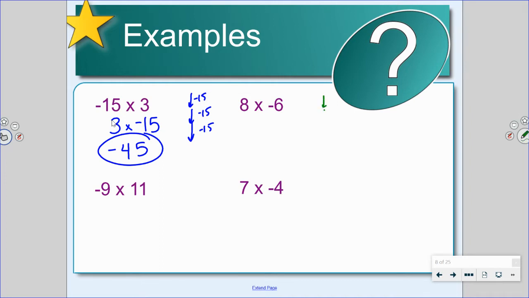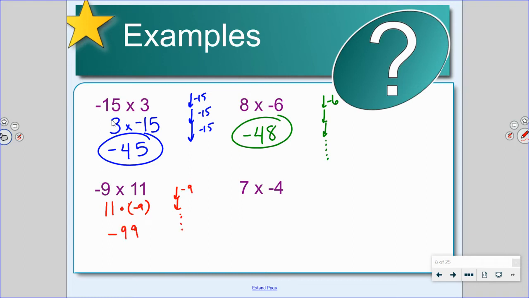8 times negative 6, going down negative 6 repeatedly, and if you're repeatedly going down, you're going to be below water. You're going to be in debt. What about negative 9 times 11? Well, you could simply reverse that and imagine yourself going down 9 11 times to get a final answer of negative 99.